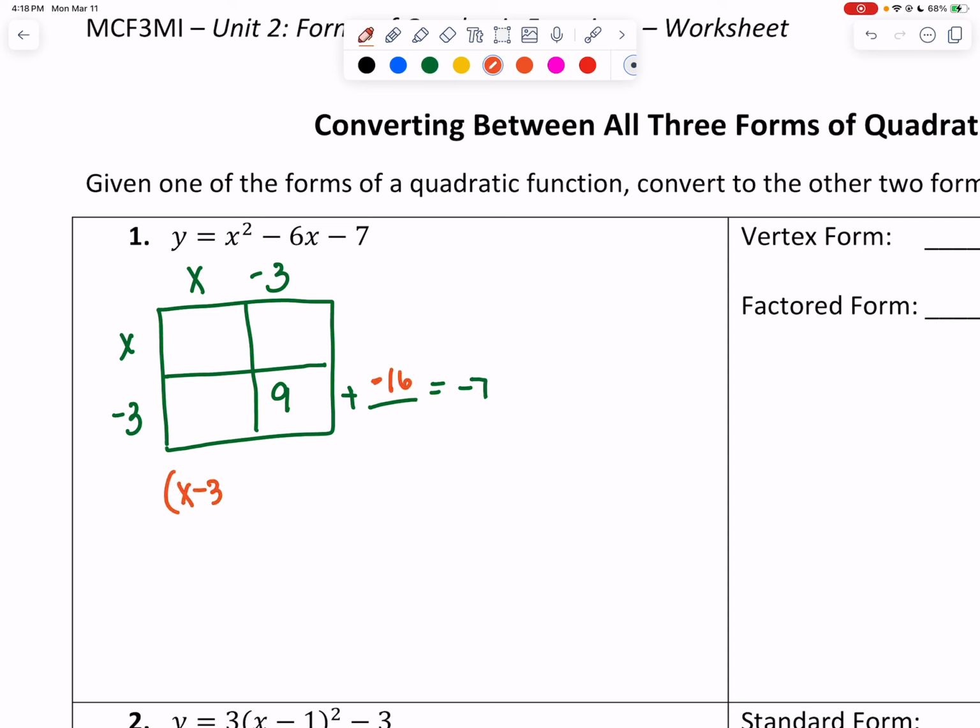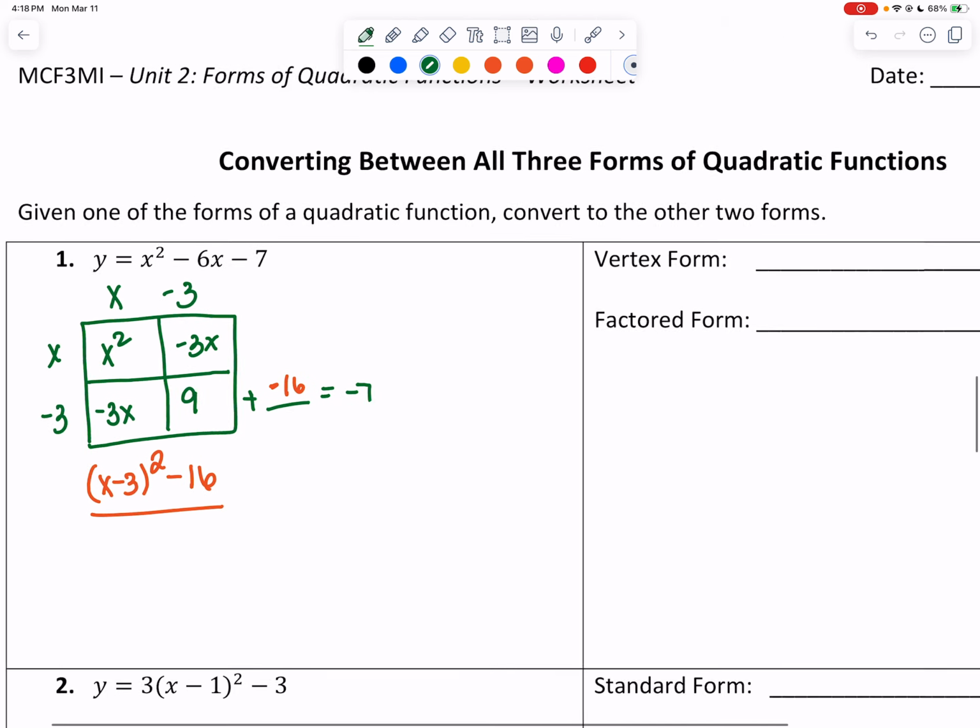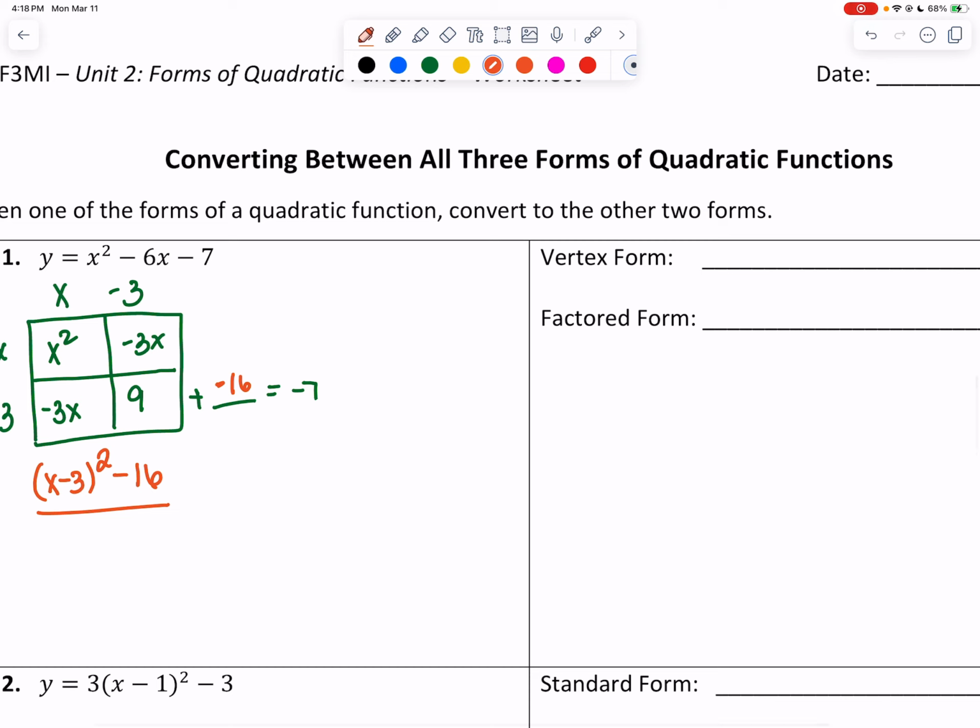So I have x minus 3 squared minus 16. So I have x minus 3 squared minus 16, and that gives me negative 7. Of course, make sure that you actually fill out the cells here. So you get a vertex form of x minus 3 squared minus 16.